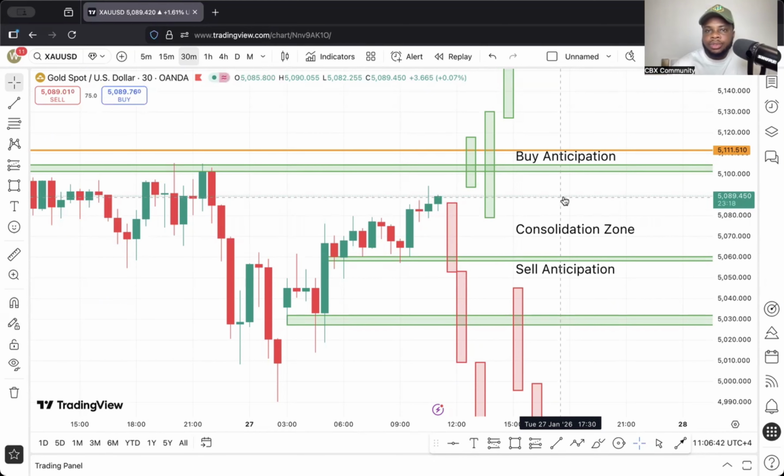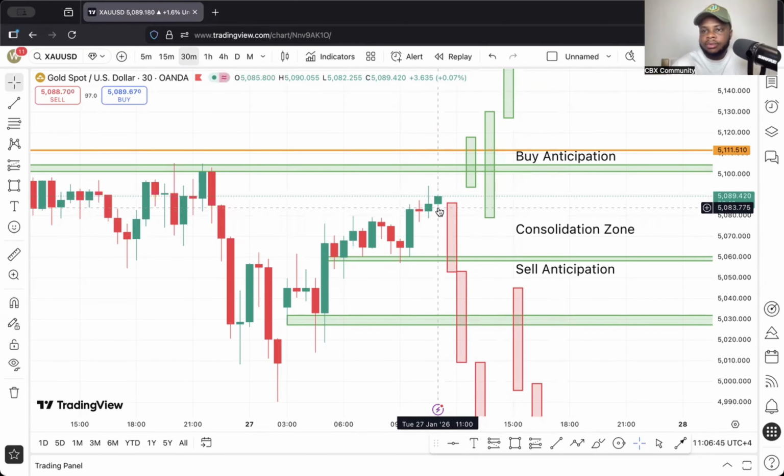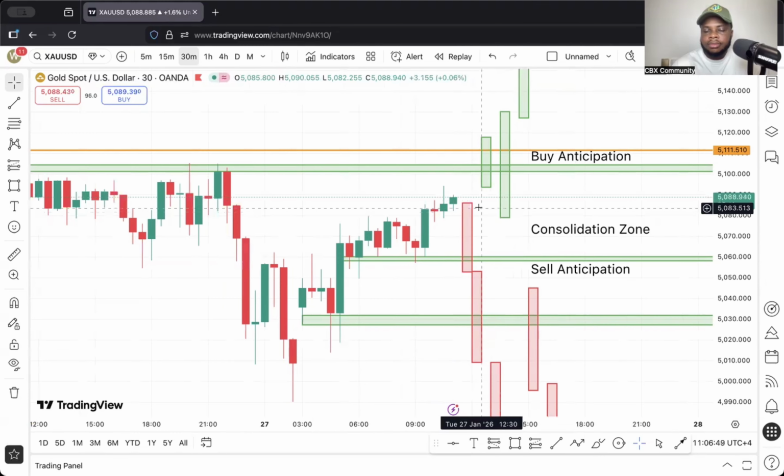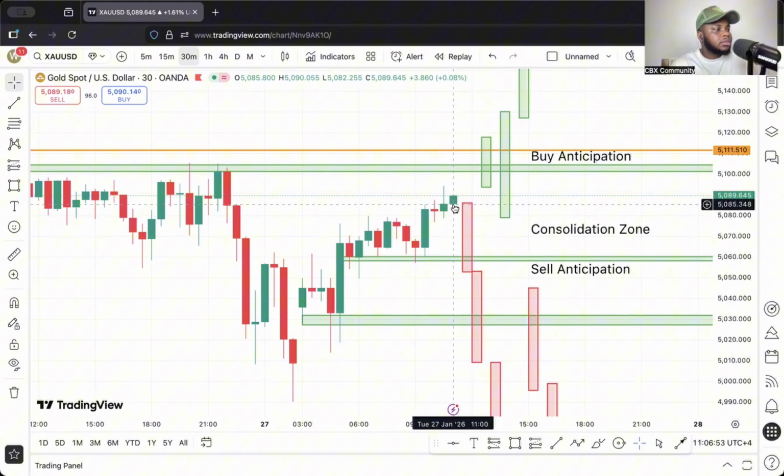Let's see what this candle wants to do. So we don't need to do anything. Let's wait.